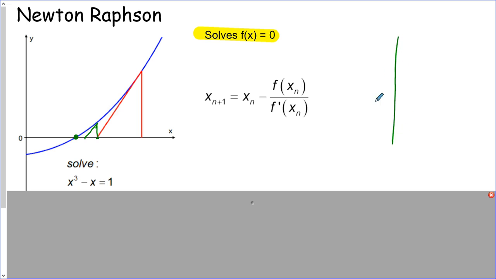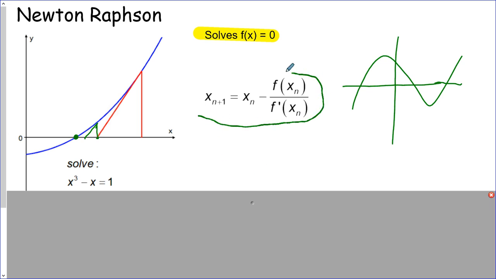Now sometimes a function obviously has more than one root, and depending on your starting value, you may identify one root rather than the other root. The question normally suggests where you start. This iterative formula is given to you on the formula sheet. Now the most important thing to remember here, and why it's highlighted, is that this formula solves f of x equal to 0. So over here, we're trying to solve x cubed minus x equals 1. It's actually the graph of x cubed minus x minus 1 that is drawn here.